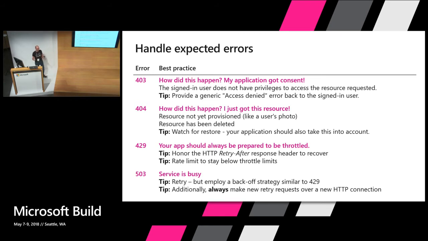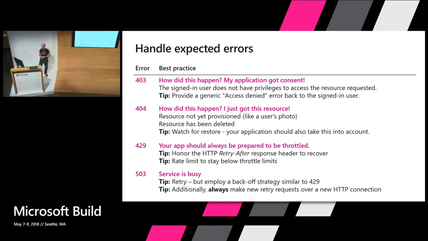404 is when an object's not found, and this can happen either if the resource isn't yet provisioned or if a resource that you're expecting to be there has actually been deleted. So if you don't handle this, you could return a weird error to an end user. And as an extra tip, watch for restore. Some of our objects in Microsoft Graph can be deleted and then restored at a later stage. It's a full fidelity restore, so it will come back with the same data and the same ID. So you should be prepared for those kinds of things.